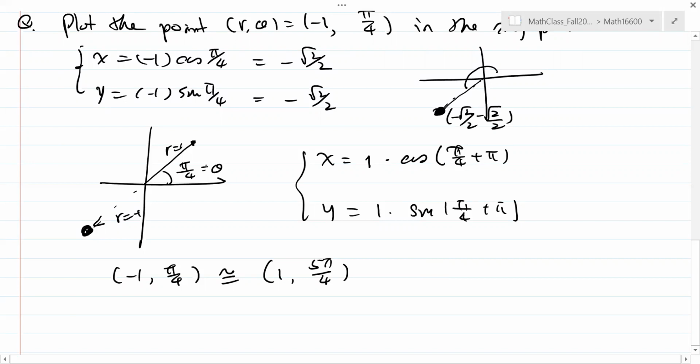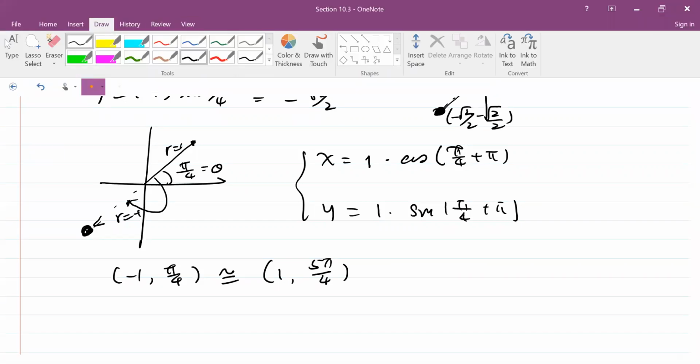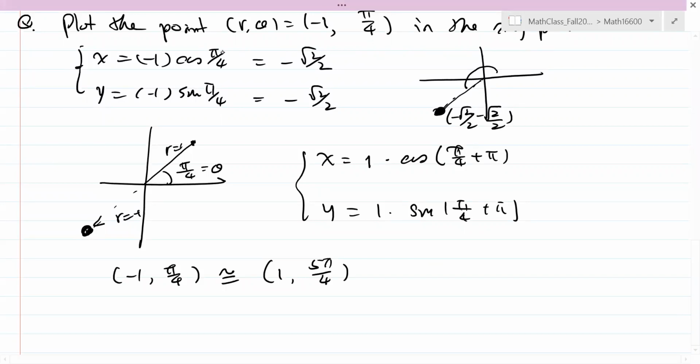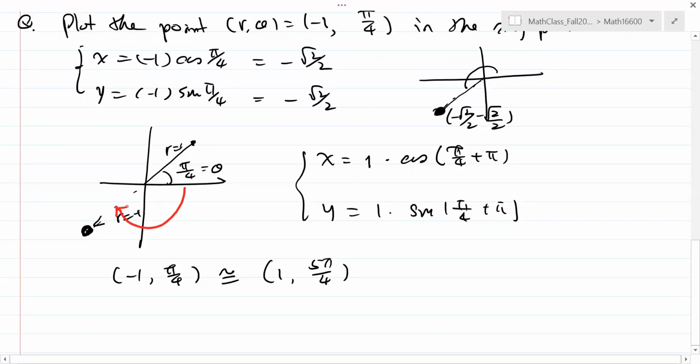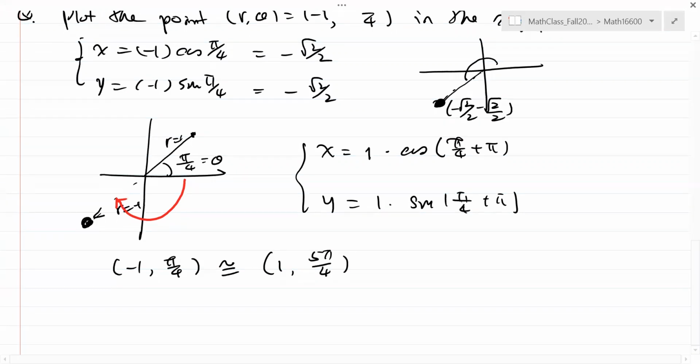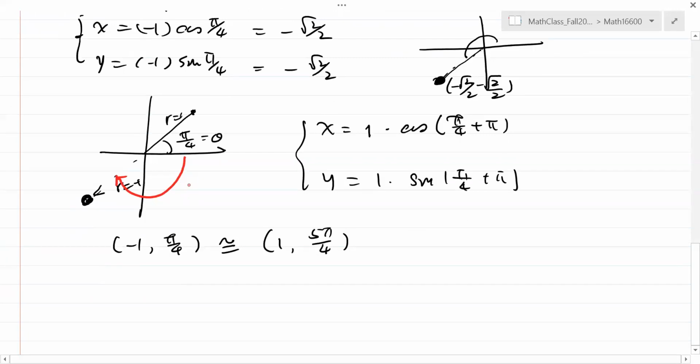You can describe this point in another way, going from here to here. Starting from the positive x-axis, let's use this red pen. Rotate counterclockwise, or rotate clockwise for the same point. Rotating clockwise, I think this is pi minus pi over 4, so it's going to be 3 pi over 4. But this is the absolute value of the angle, right? The clockwise rotation should be negative. So it's going to be 1, negative 3 pi over 4.